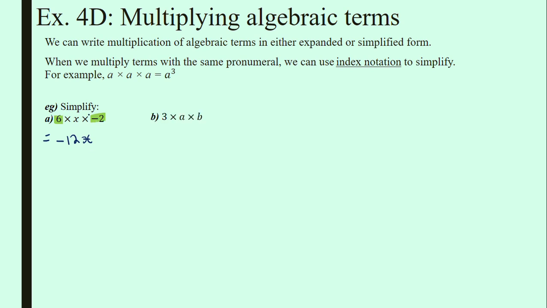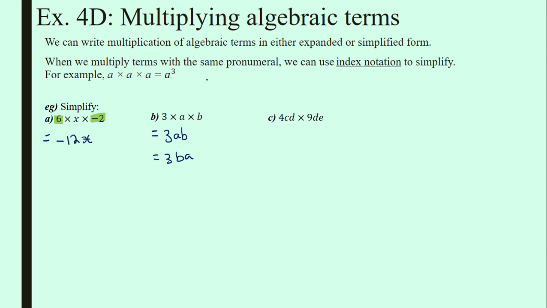Let's try another. 3 times a times b. So again, all we're going to do is get rid of these multiplication signs, and we write it as 3ab. I like to write them in alphabetical order. Of course, if you want to write 3ba, go for it. It is exactly the same thing because it does not matter what order you multiply in. If I said 2 times 3 is 6, 3 times 2 is still 6, doesn't matter if I flip the numbers. So either of these are the same. Do not panic about that.